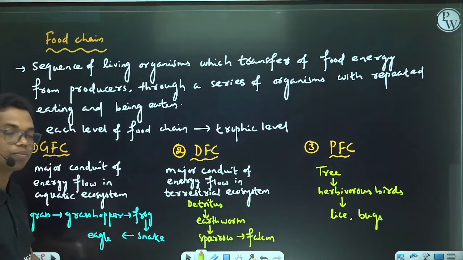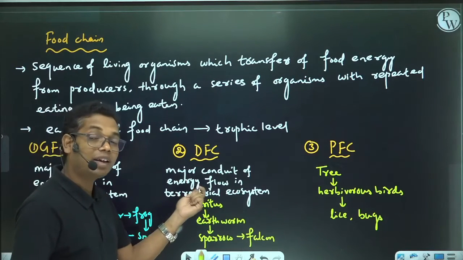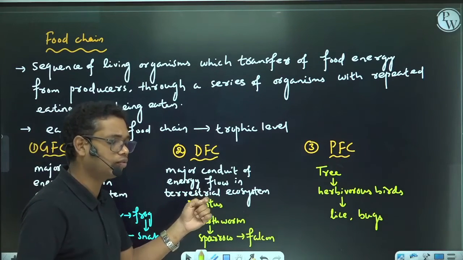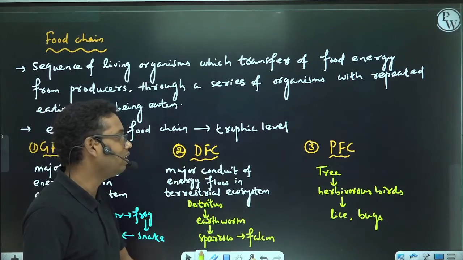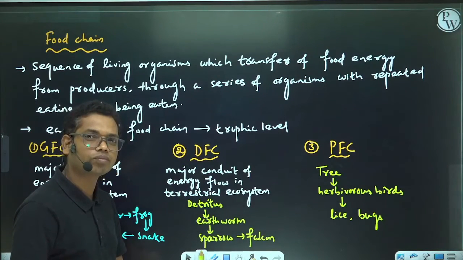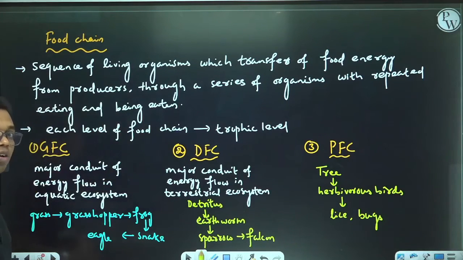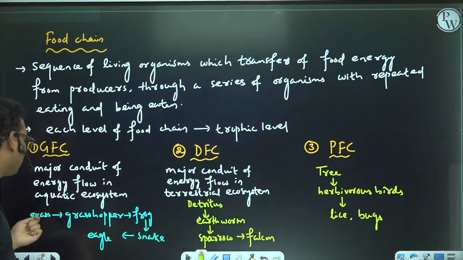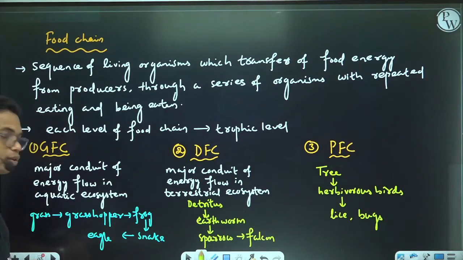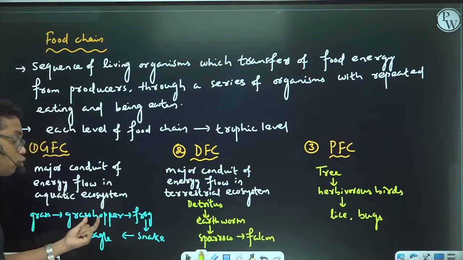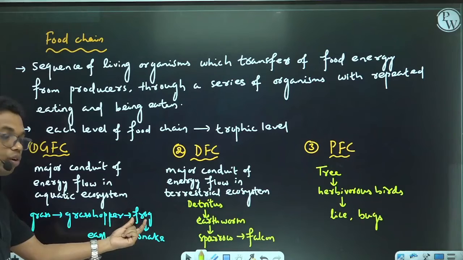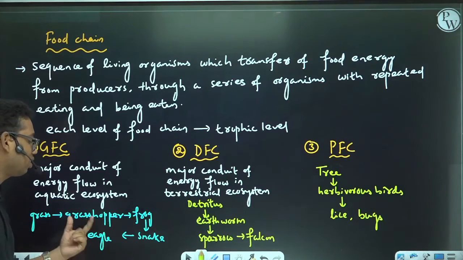In aquatic ecosystem, the flow of food energy mainly takes place through GFC, and in terrestrial ecosystem, the maximum amount of flow of food energy takes place through DFC, that means detritus food chain. Okay, so the grazing food chain always starts with producers, and for this grazing food chain, the ultimate source of energy is sun. The example is grass. Grass is eaten by grasshopper, grasshoppers are eaten by frogs, frogs are eaten by snake, and snakes are eaten by eagle.